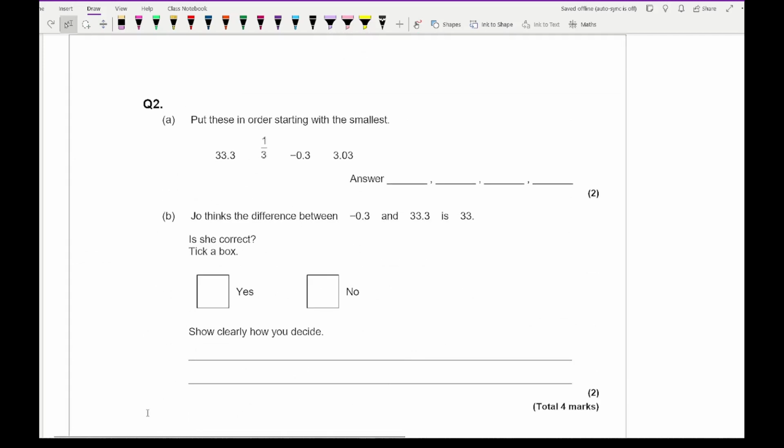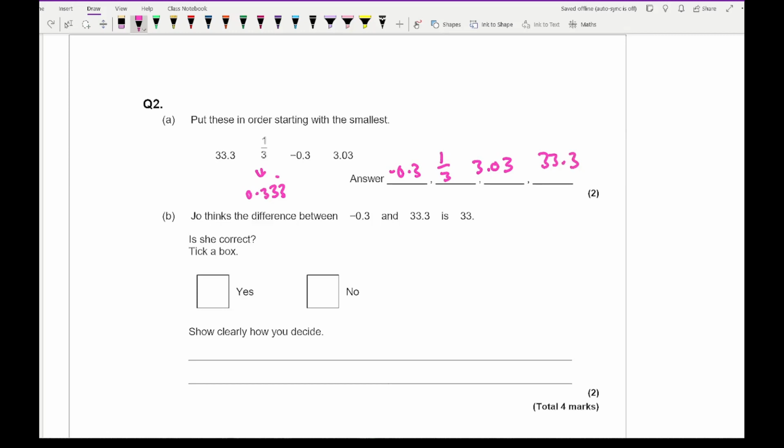Then moving on to question 2, it says put these in order starting with the smallest. Again, what you want to do here is convert them so that they're all in decimals. Just recognize that this is 0.333 recurring. So which is smaller? Well, it'll be minus 0.3, a third, 3.303 and 33.3.